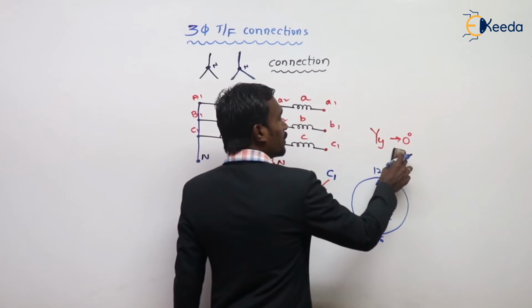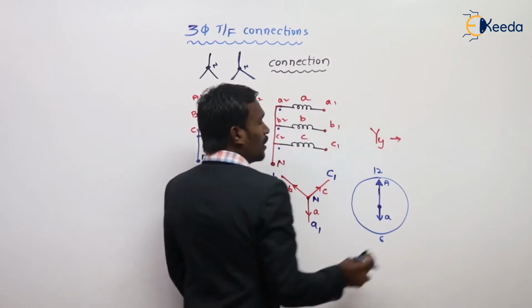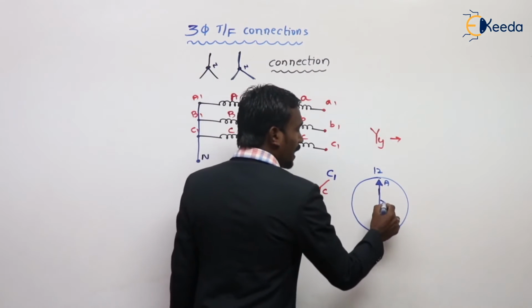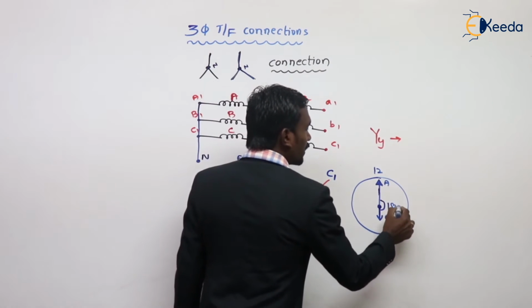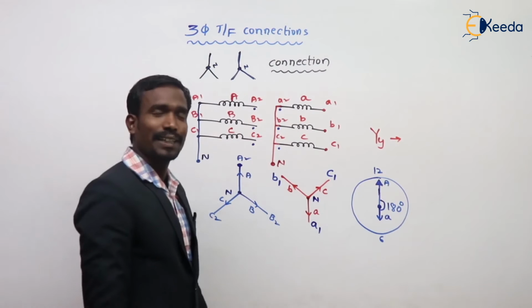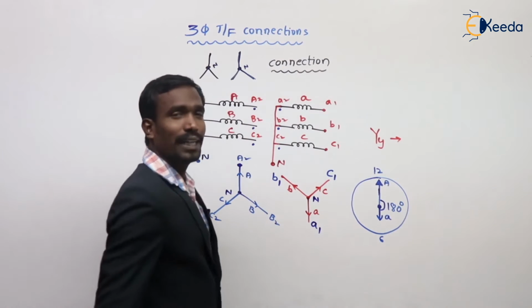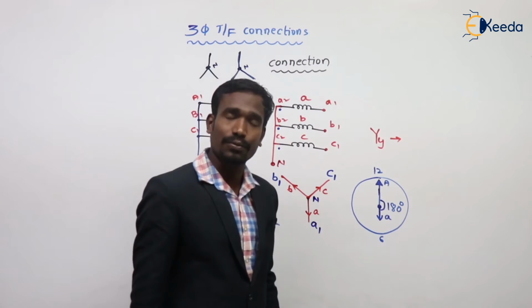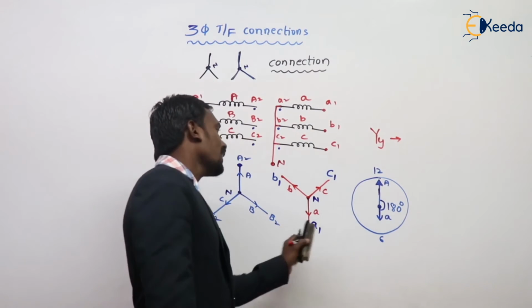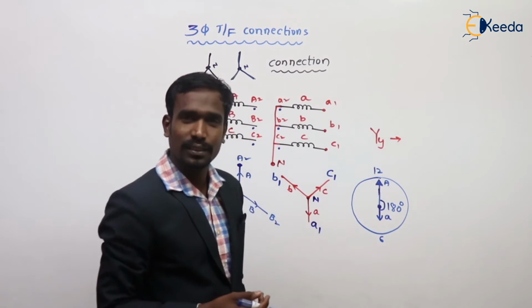Now tell me, what is the angle between the hour's hand and the minute's hand? The hour's hand and minute's hand are displaced by 180 degrees. Here the primary and secondary windings are displaced by a 180 degree phase difference. These two vectors are 180 degrees apart in phase.